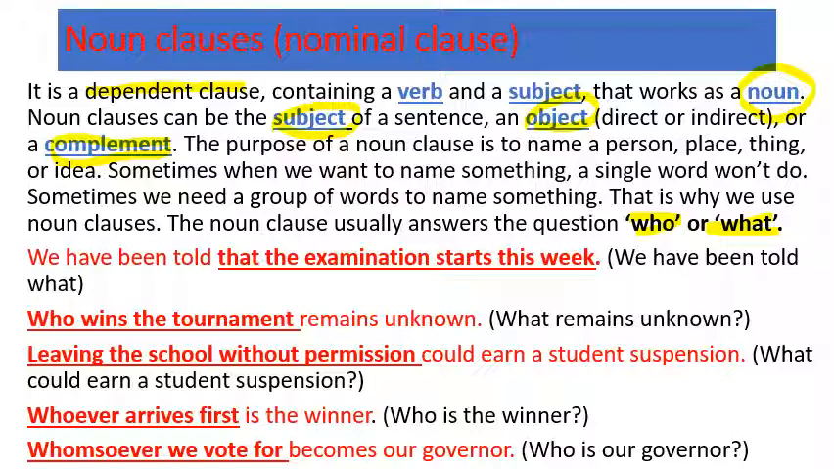what could earn a student suspension? It is leaving the school without permission. In this case, it answers the question of what. Right, next one: whoever arrives first is the winner. If we cover this part, is the winner. Who is the winner? Whoever arrives first.